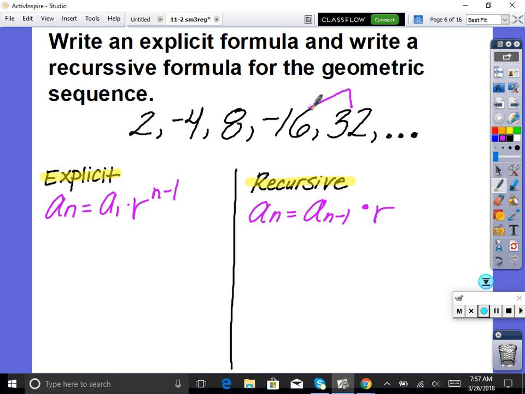32 divided by negative 16. Negative 2. Negative 16 divided by 8. And negative 2 and negative 2. I want you to notice something. This is really important to notice.